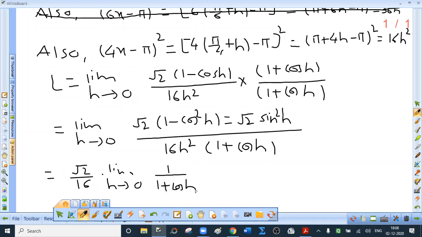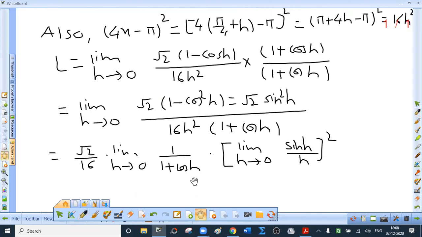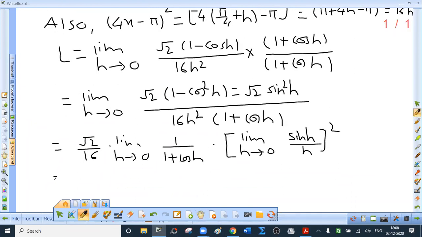The limit of this is to be evaluated separately. Now what is the limit of the square? I will write this directly: the square of the limit h tends to 0, sin h upon h bracket square. Okay. So this is now root 2 upon 16 into 1 upon cos 0, which is 1. Now this is 1 square. So root 2 upon 32 is the final answer.